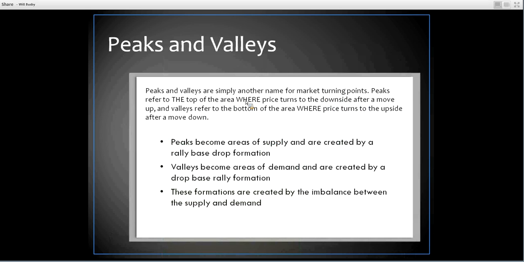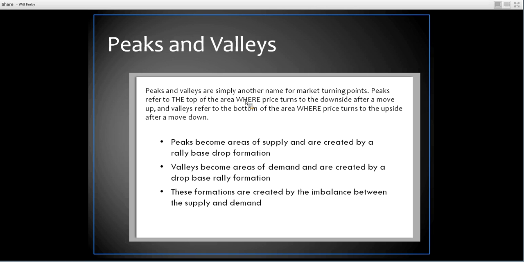Okay. All right, so we talk about peaks and valleys, guys. These are just another name for market turning points. Peaks do refer to the top of the area where price turns down. Okay, so if you want to use another terminology, peaks would be equivalent to swing point highs. Okay, peaks and or swing point highs can often become areas of supply, and they are created by three price patterns: a rally, a base, and a drop formation.